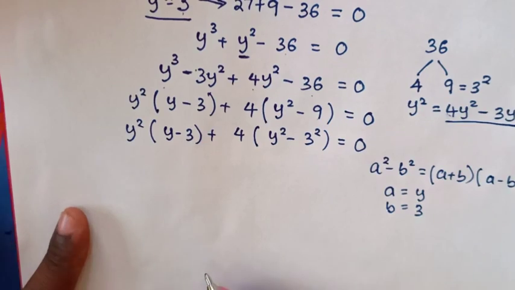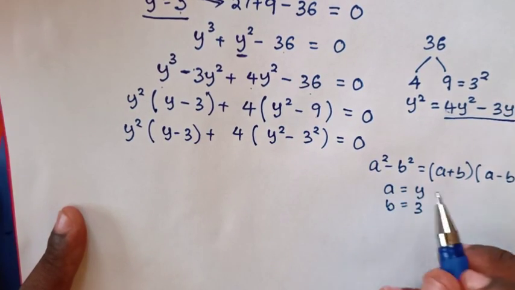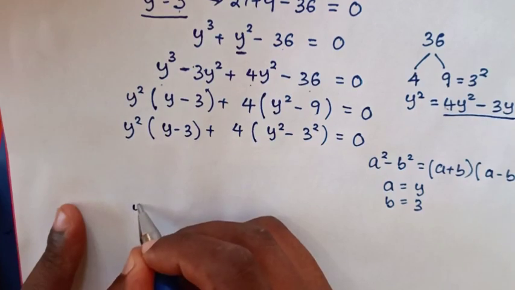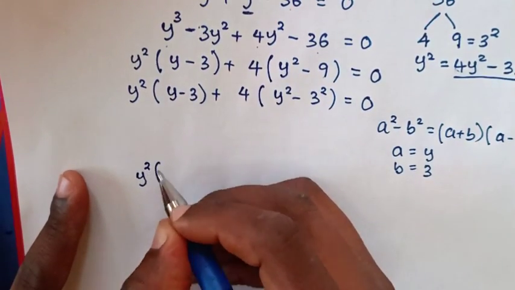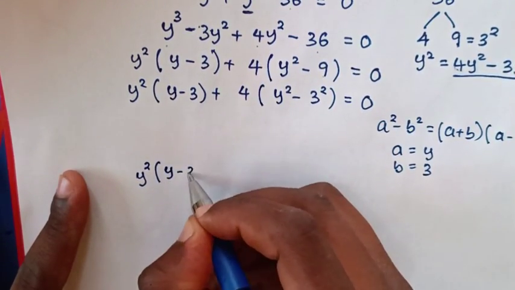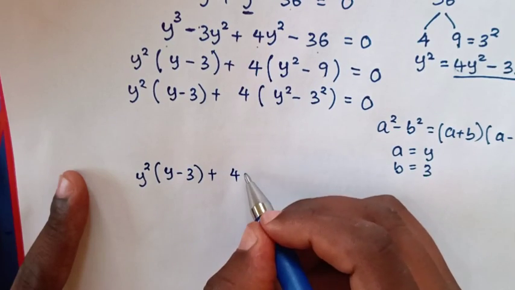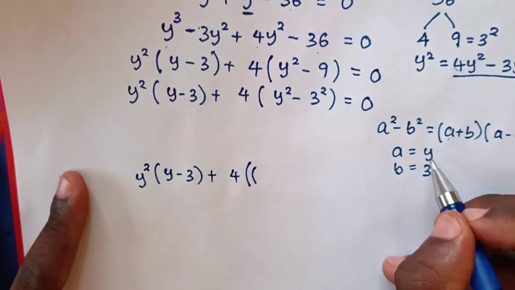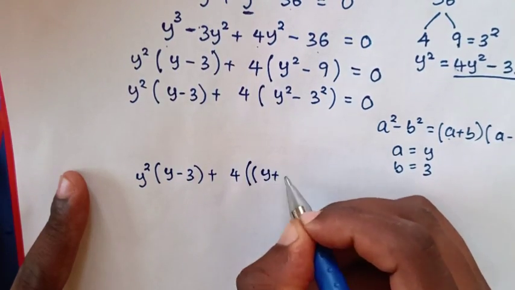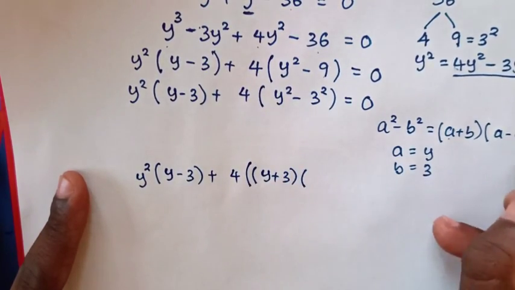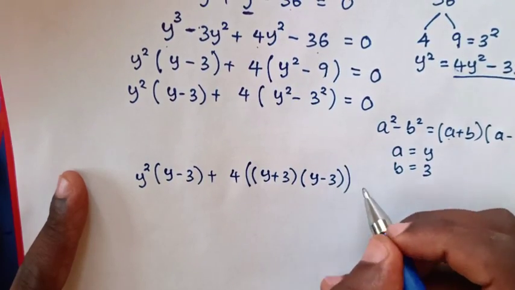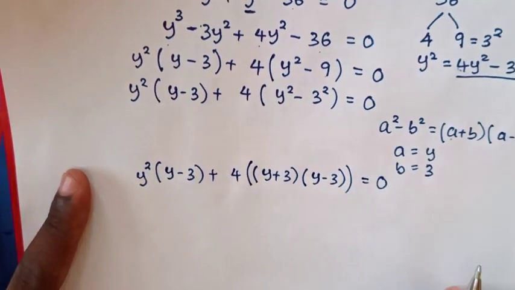Then in the next step, we'll substitute the values of a and b into here. Then our equation will be y[y² − 3 + 4] (where a + b is y + 3) times (a − b is y − 3) is equal to 0.